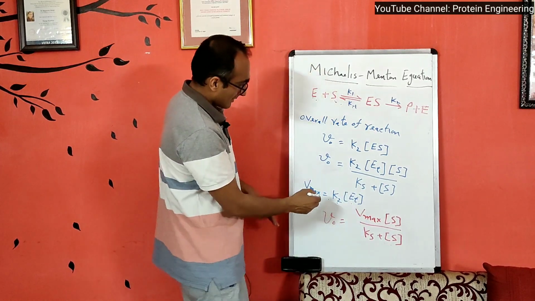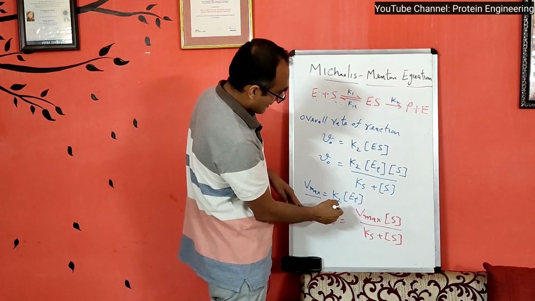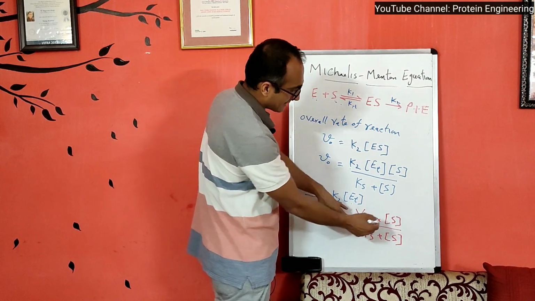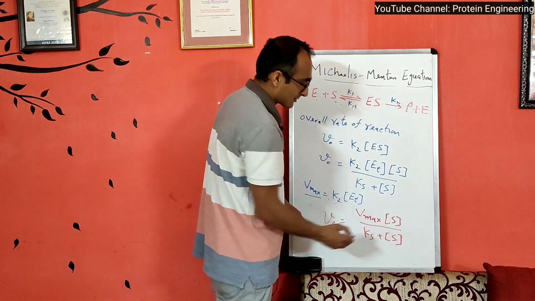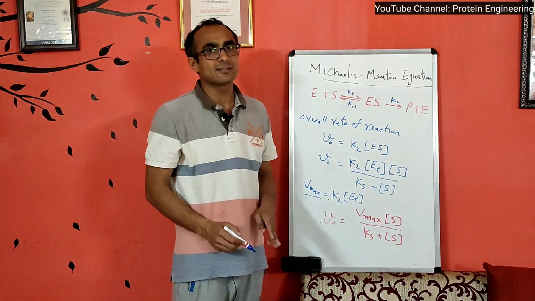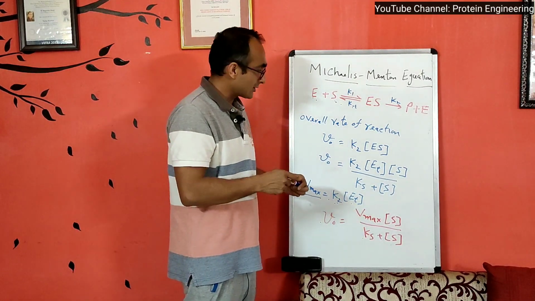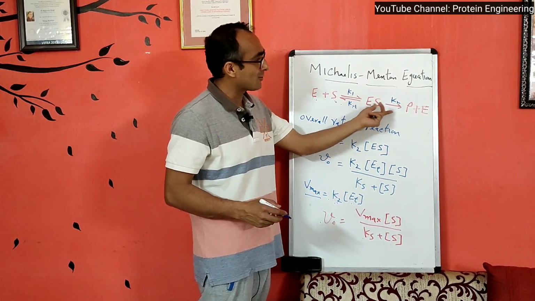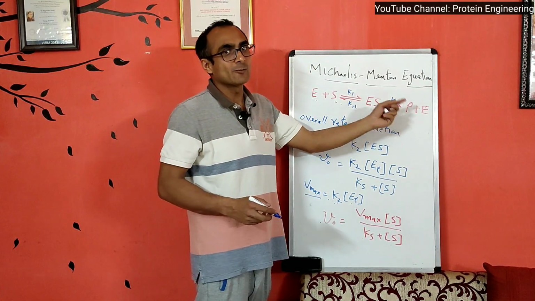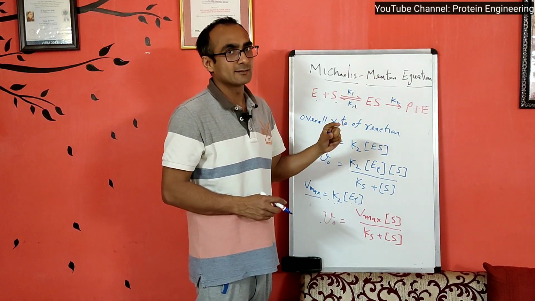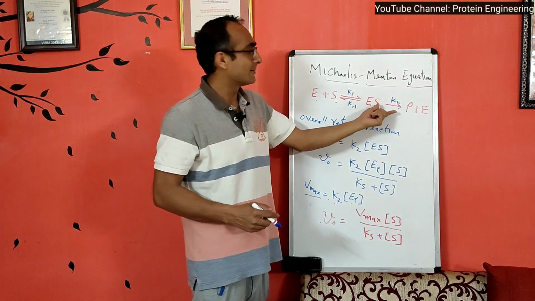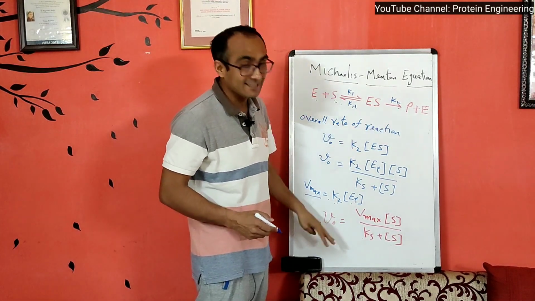So this K2 ET can be replaced by Vmax here. So V0 is equal to Vmax S divided by Ks plus S. This is the Michaelis-Menten equation. The issue with the equation was that it considered the splitting of ES complex to product to be at a very low speed. So it was too low that it was not considered while drawing this equation.